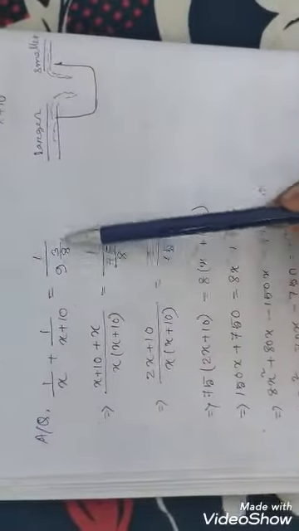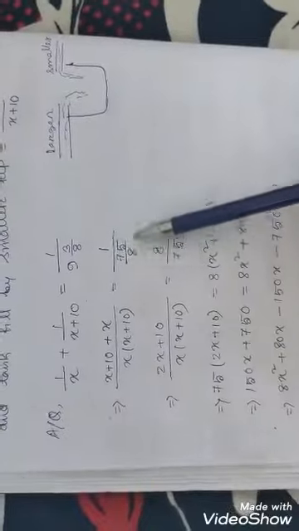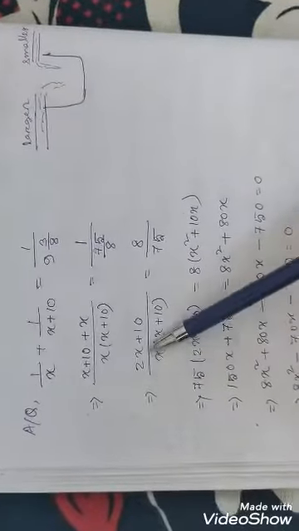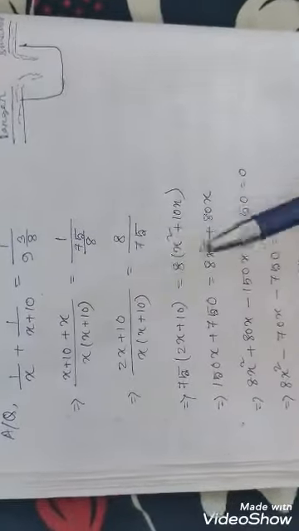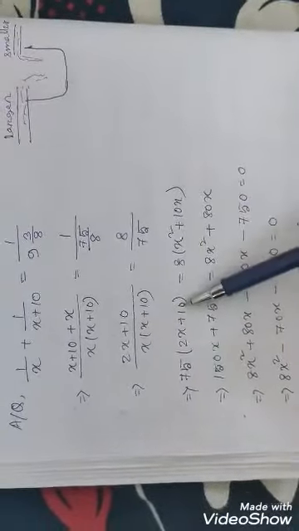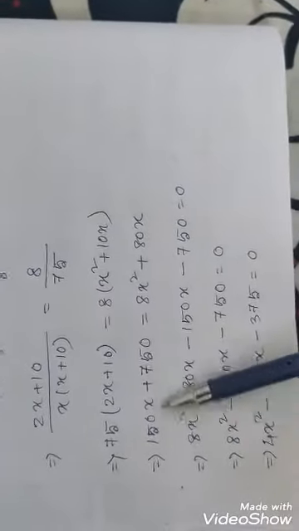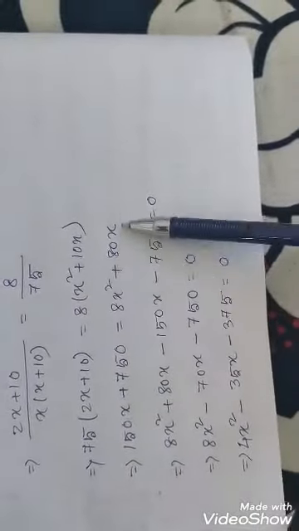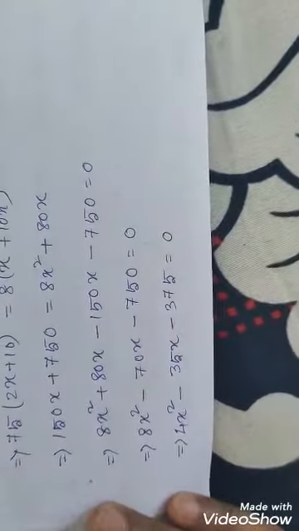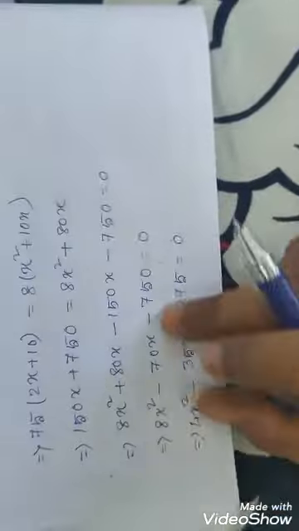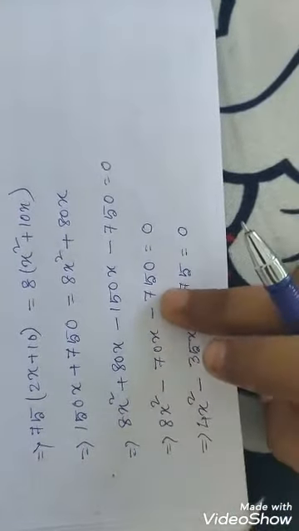This is a mixed fraction, so convert it into an improper fraction: 72 plus 3 is 75/8. Here x plus x gives 2x plus 10, over x(x+10). Now cross multiply: 75 into (2x+10), and 8 into x(x+10). Simplify: 150x plus 750 equals 8x squared plus 80x. Rearranging, we get 8x squared minus 70x minus 750 equals 0.